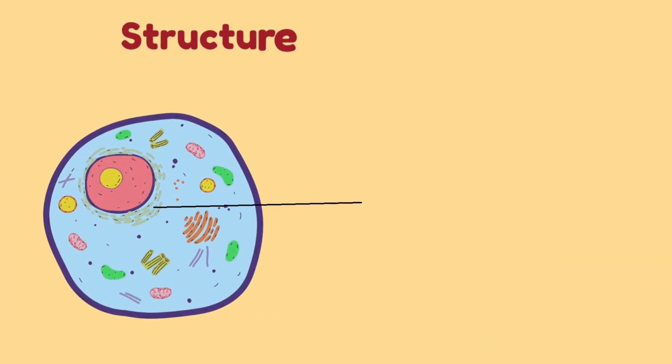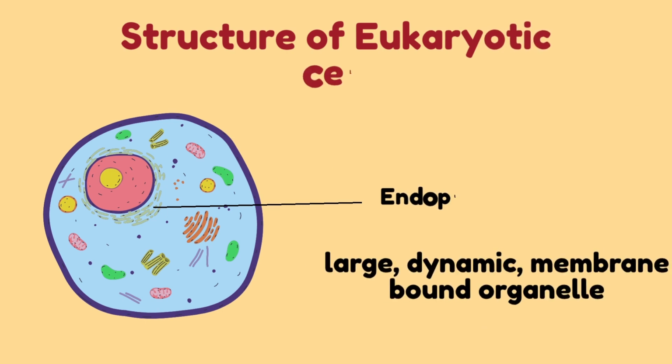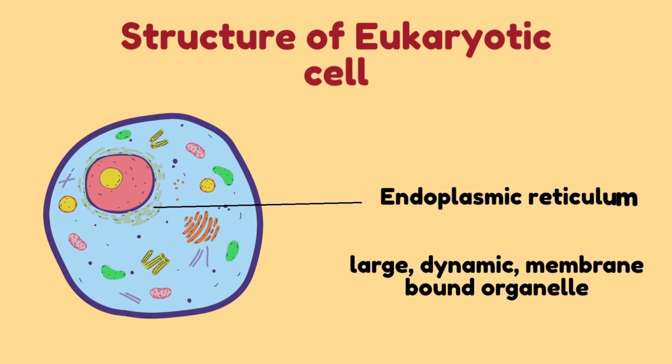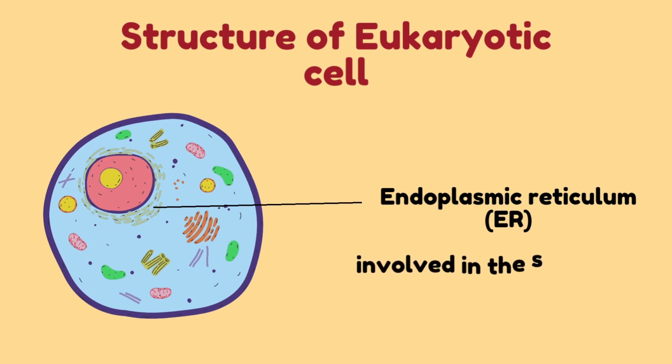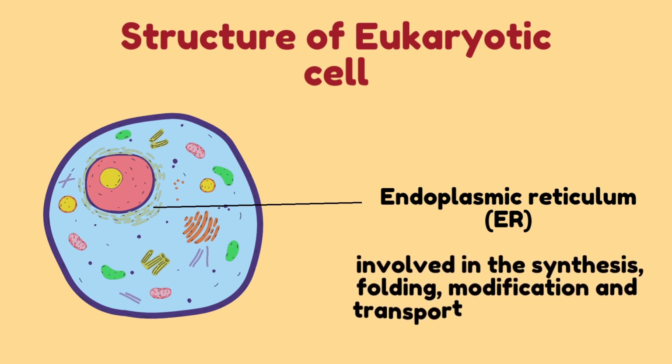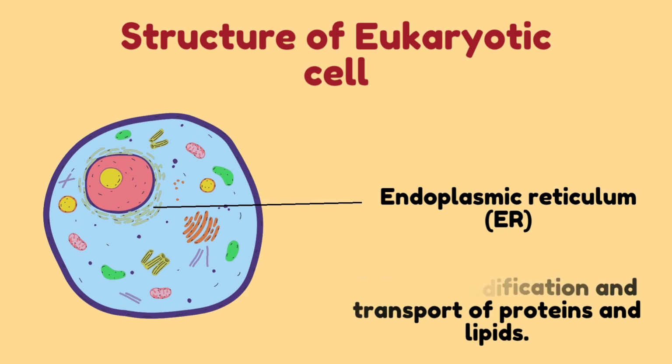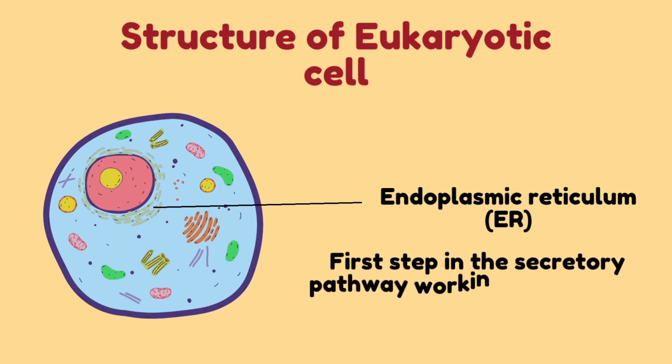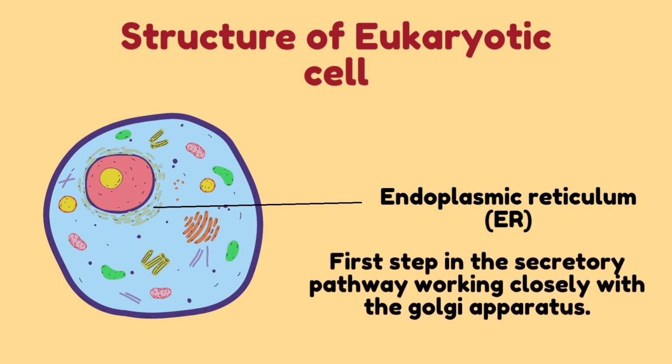Next up, the endoplasmic reticulum. It is a large, dynamic, membrane-bound organelle present in all eukaryotic cells. It is involved in the synthesis, folding, modification and transport of proteins and lipids. It is often the first step in the secretory pathway, working closely with the Golgi apparatus.